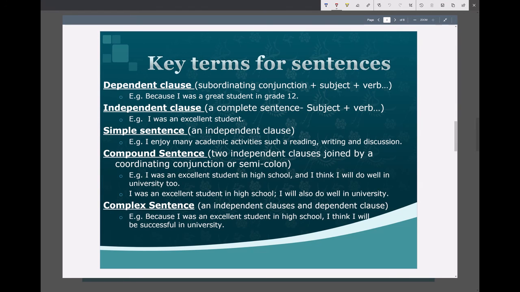Alright. A simple sentence. A simple sentence is an independent clause, so these two are definitely related. But notice, a simple sentence can have more things than just an independent clause. It can have a list, perhaps, such as reading, writing, and discussion. But here you see it still has subject and verb, and then object. In this case it is many academic activities.